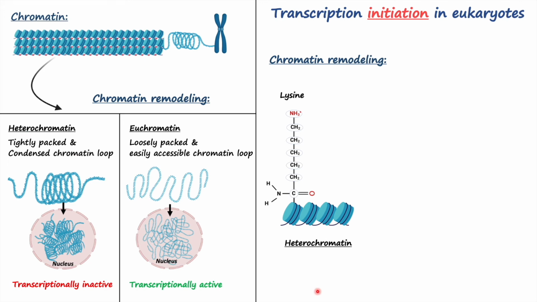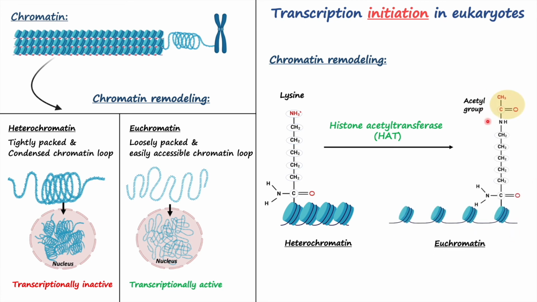There is an enzyme known as histone acetyltransferase. Histone acetyltransferase acetylates the lysine residue on the histone protein and removes the positive charge on the lysine residue, which results in a reduction in the interaction between the histone protein and the DNA strand, resulting in the euchromatin formation. So histone acetyltransferase is a very important protein which plays a role in chromatin remodeling.